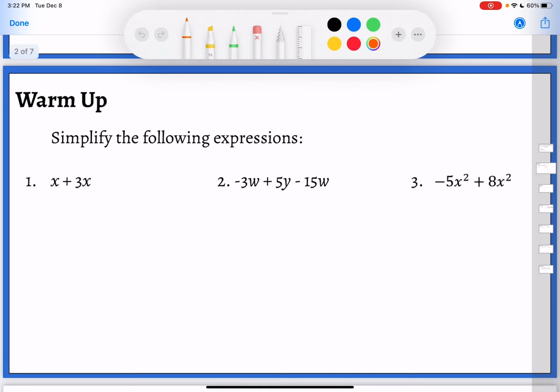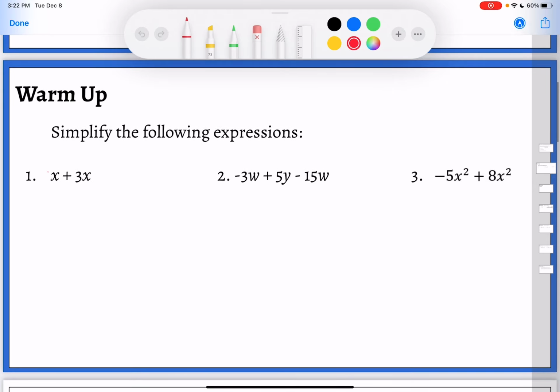All right, so the first one, I have x plus 3x, right? Now, those are both like terms because they both have an x. And so if I'm going to add my like terms, I'm just going to add the coefficients, right? This is really the invisible 1. So this is 1 plus 3 gives me 4x. Notice that my variable didn't change. I only added the coefficients in front, right?